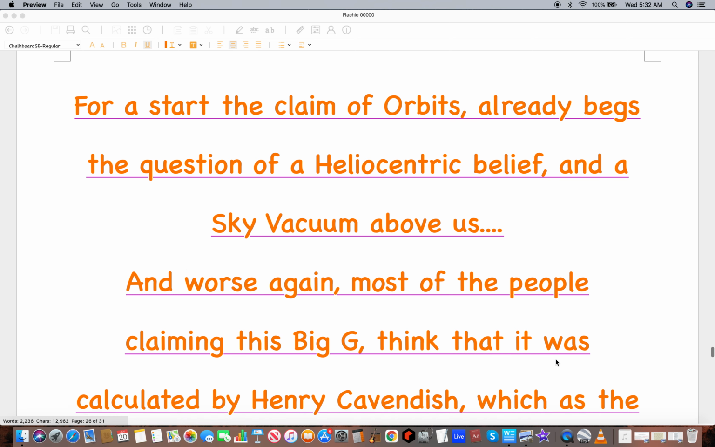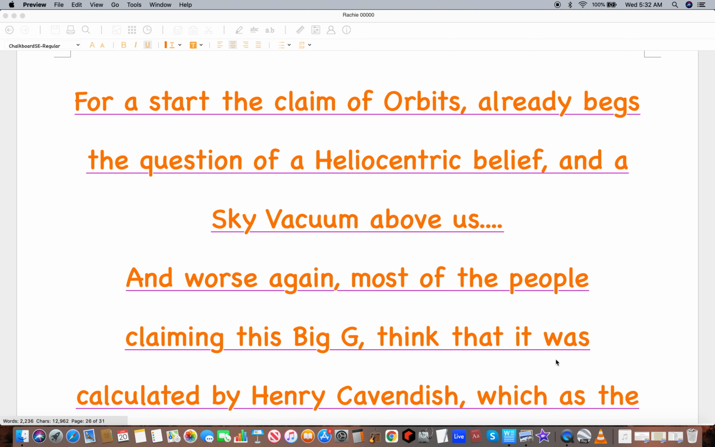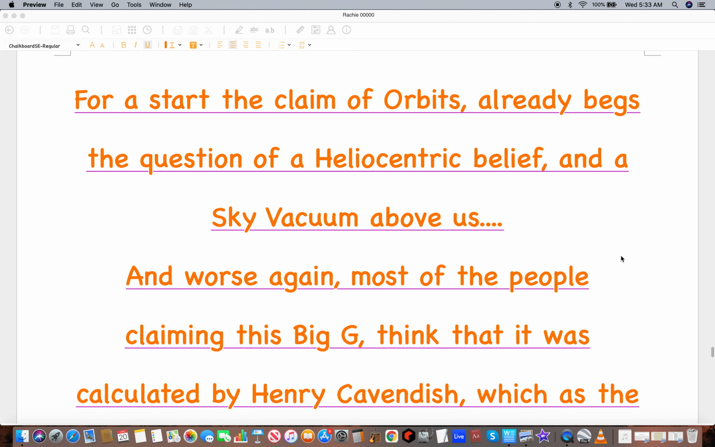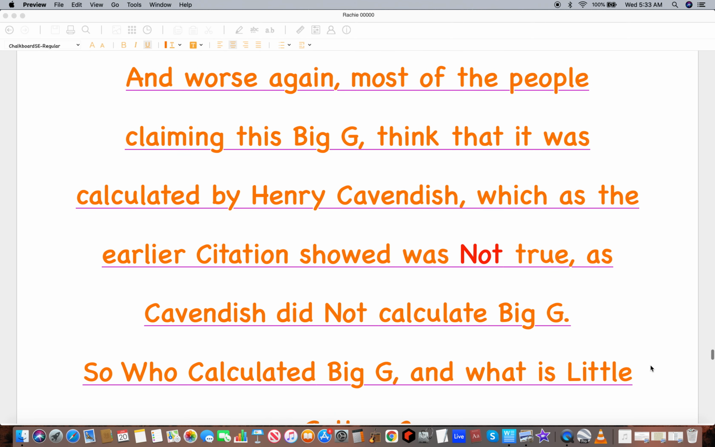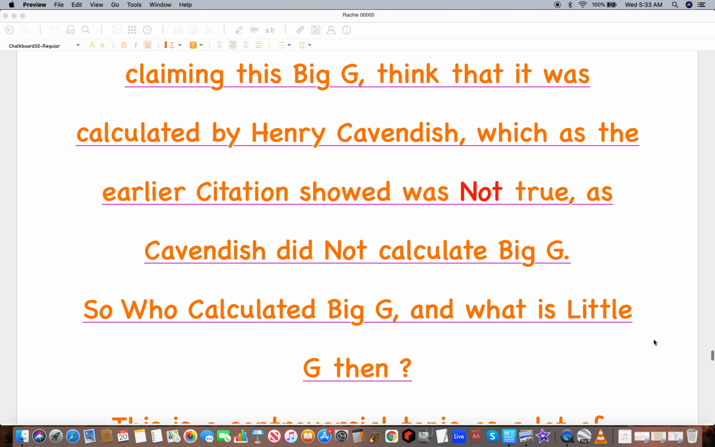For a start, the claim of orbits already begs the question of a heliocentric belief and a sky vacuum above us. And once again, most of the people claiming this big G think that it was calculated by Henry Cavendish, which, as the earlier citation showed, was not true, as Cavendish did not calculate big G. So who calculated big G and what is little g then?